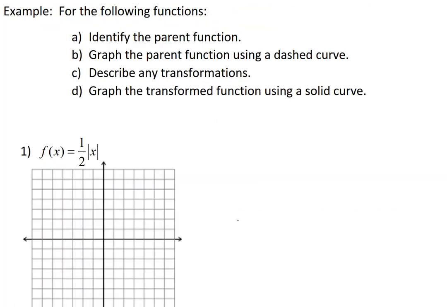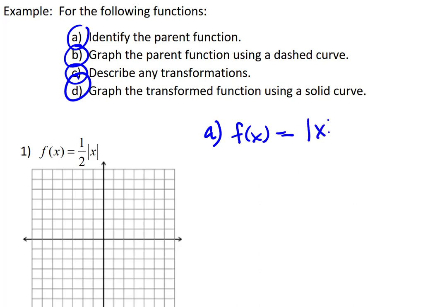Let's look at an example where we want to do the following items. We want first to identify the parent function, then we're going to graph the parent function using a dashed curve, then we'll describe any transformations that occur in our given function, and lastly, graph the new function using a solid curve. Our first example is the function f of x equals 1/2 times the absolute value of x. If we recall the parent function options we have, then f of x equals the absolute value of x would be the parent function that matches the structure of this given function the best.